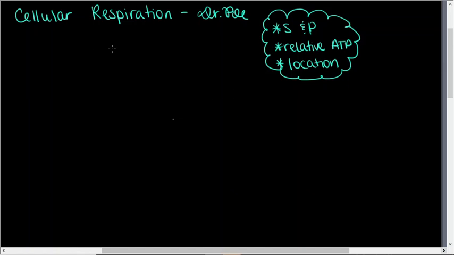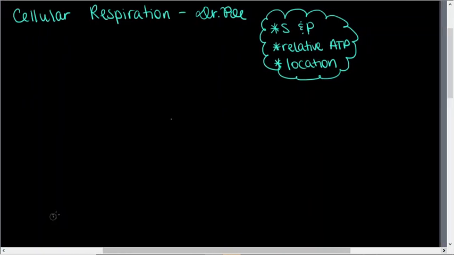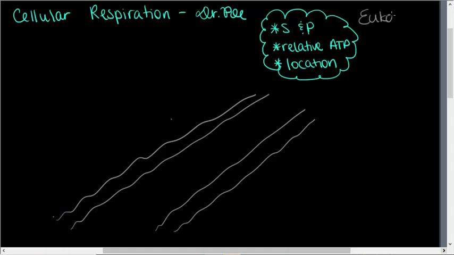Okay, so we're going to talk about cellular respiration today in terms of substrates, products, relative amount of ATP, and location in the cell. Depending on how you're counting, there are 3 or 4 main processes going on here. Those are glycolysis, the prep step, TCA, and electron transport. And there are 2 main locations in eukaryotes, which is the subject of my talk today.